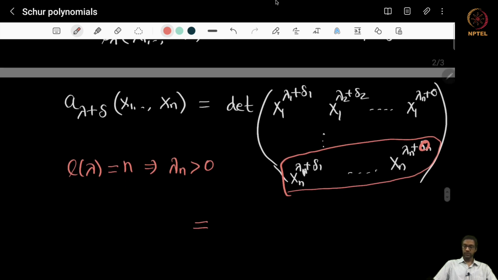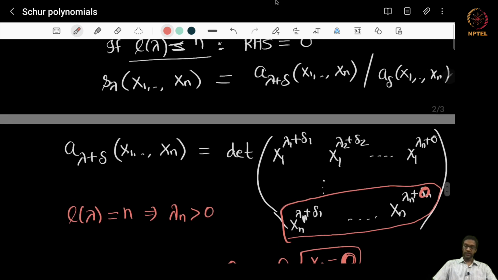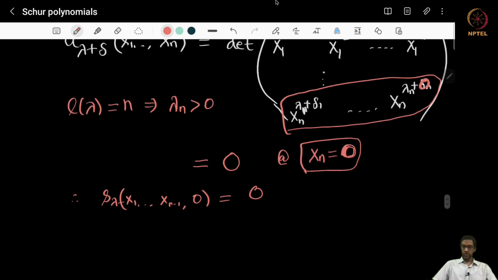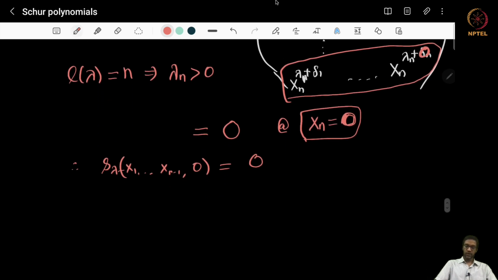So observe, therefore, that this is 0 when I set xn to be 0, keeping the remaining variables intact. If I set xn to 0, the last row becomes identically 0, so the determinant becomes 0. Therefore the two sides match. So what does that mean? Therefore the Schur function S lambda at x1, x2, through xn minus 1 and a 0 in the last component is just 0. So LHS and RHS are both 0 again in this case. So the only case which you really need to check is the one corresponding to the length of lambda less than n.